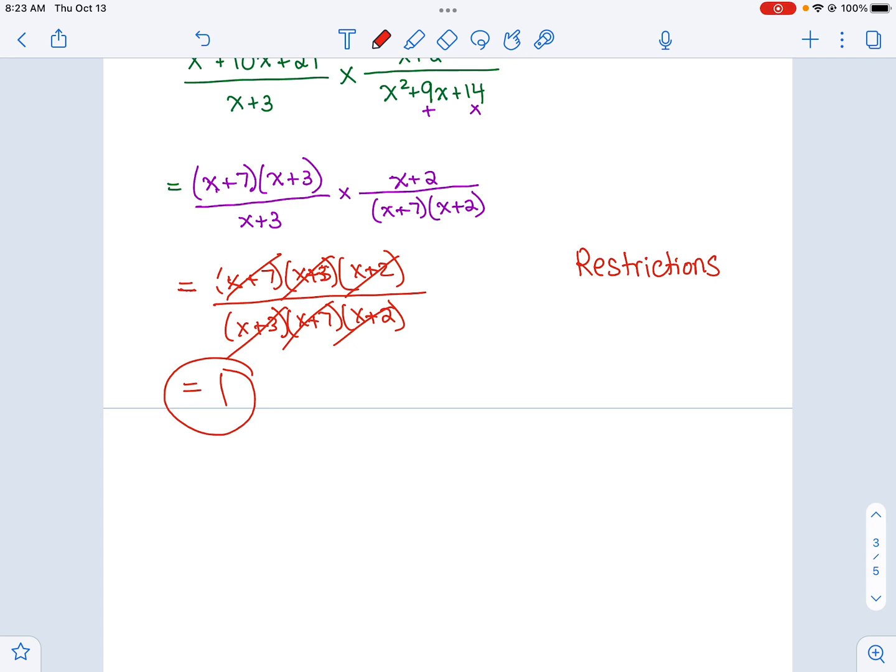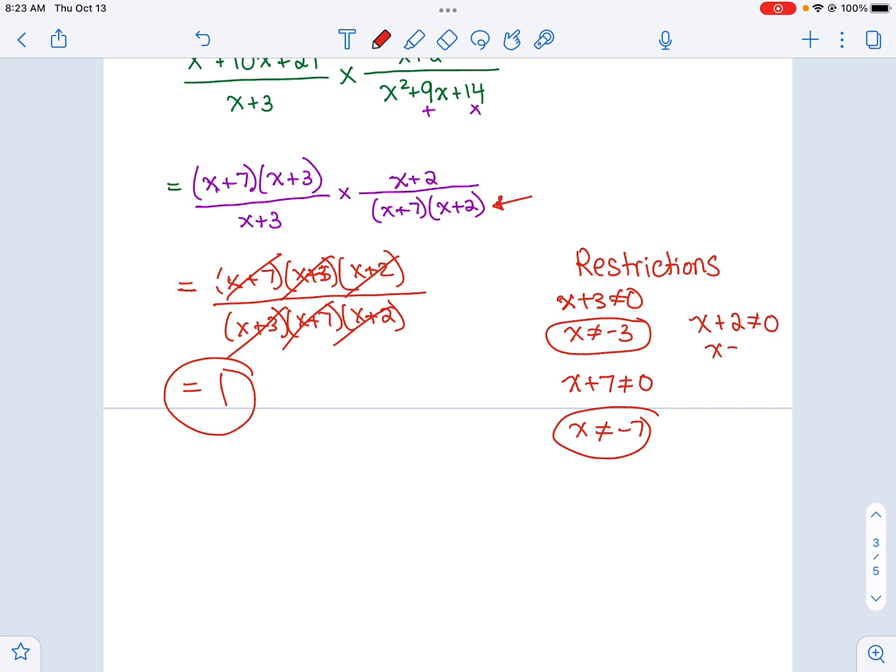For my restrictions, I'm going to look at my factored version here. I don't want x plus 3 to equal 0, which results in x can't equal negative 3. That's one of my restrictions. I also don't want x plus 7 to equal 0, which results in x can't equal negative 7. And finally, I don't want x plus 2 to equal 0, which results in x can't equal negative 2. So I have 3 restrictions this time, and I ended up with just a 1.